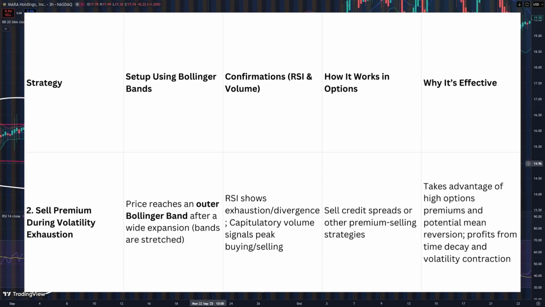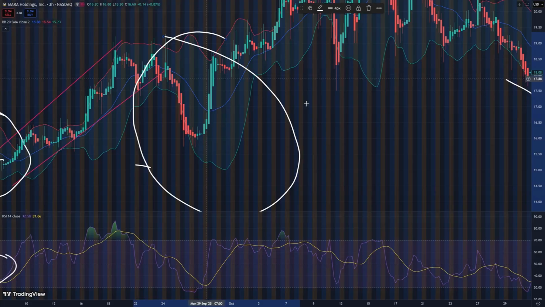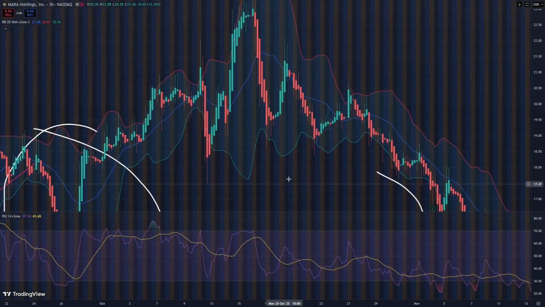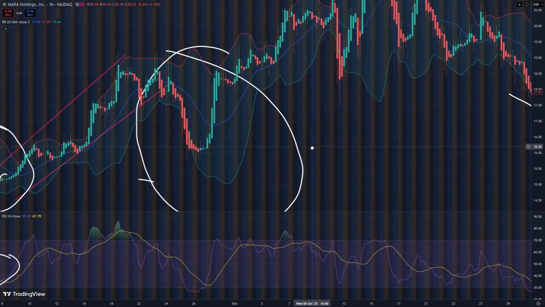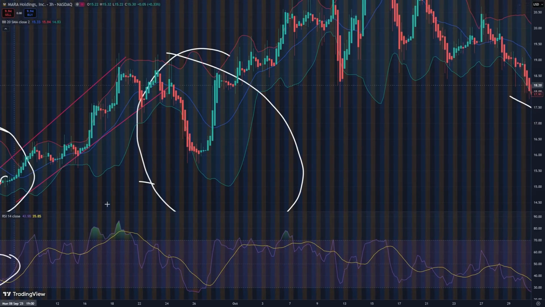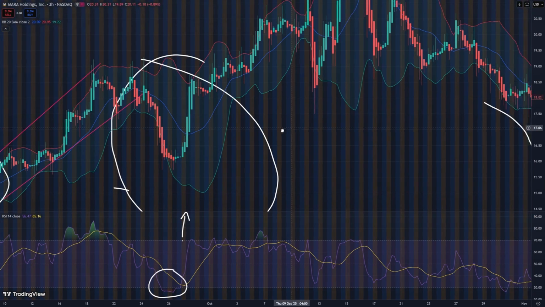The second strategy is selling premium during volatility exhaustion. When Bollinger Bands are wide, volatility is elevated. Price is stretched toward an outer band. RSI shows exhaustion or divergence, and volume spikes emotionally. That combination tells you the move may be near completion. This is where selling credit spreads make sense. You're not trying to pick a top or bottom. You're letting time decay and volatility contraction work in your favor as price reverts back toward the middle band.